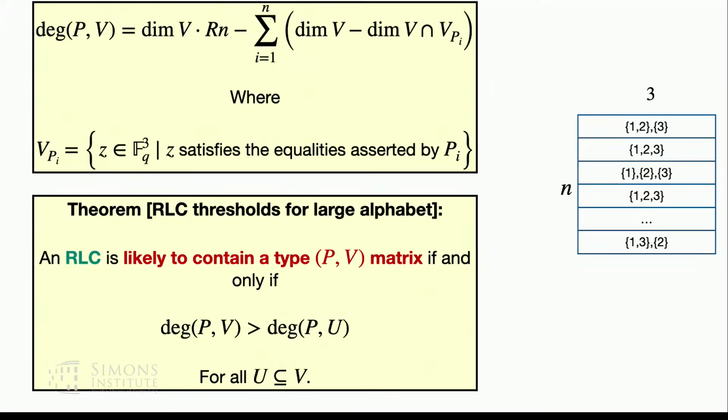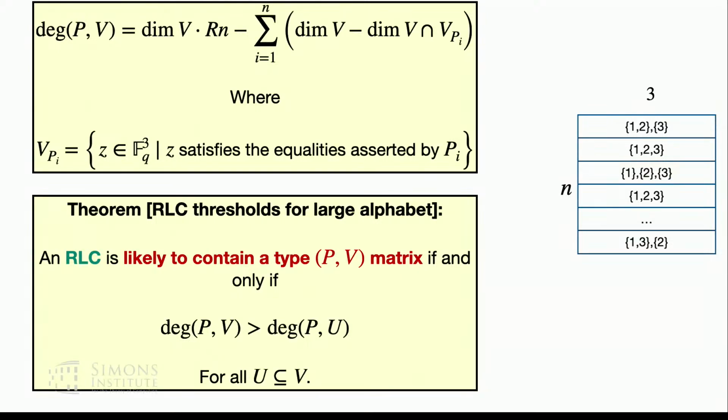Any further constraint on the relations between x1, x2, and x3 needs to have smaller degree, less degrees of freedom. If this is the case, then we expect a matrix of type PV to appear. And I'll try to give the intuition for why this is correct. I'm guessing this is something you don't see immediately, right?